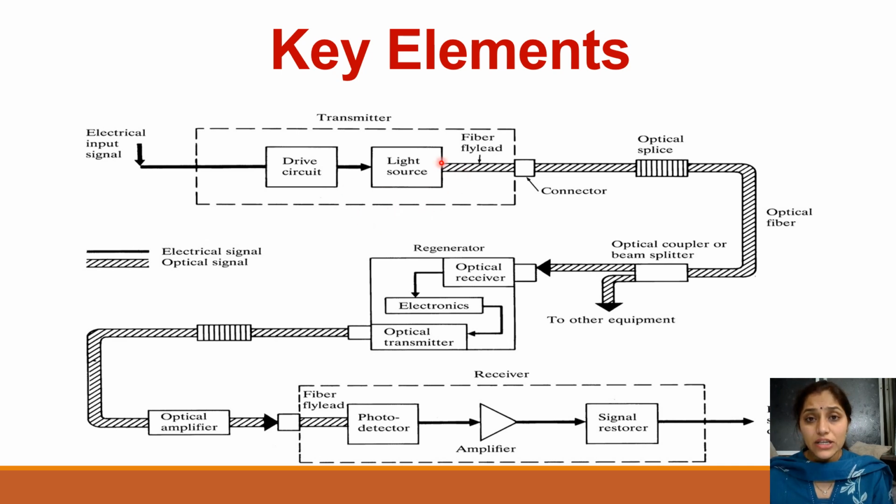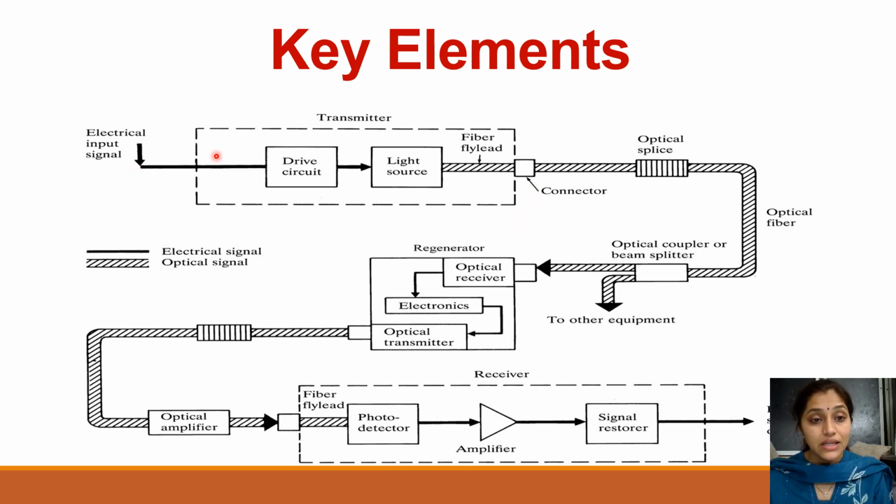So our light source can be either LED, light emitting diode, or it can be laser. To drive that LED or laser, we need a drive circuitry. So this dotted rectangle indicates transmitter. So transmitter in simple words can be LED or laser. Then comes connector.